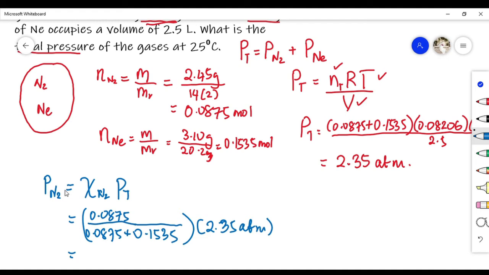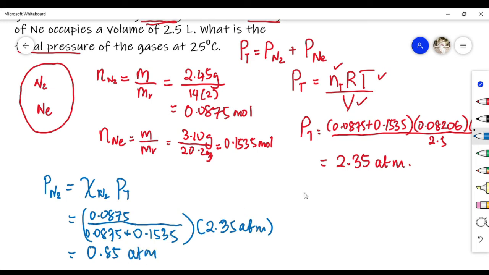So kita buat. So I'll try 0.0875 divided with 0.0875 plus 0.1535, ya, 2.35. So anda akan dapat kat sini sama dengan 0.85 atm.